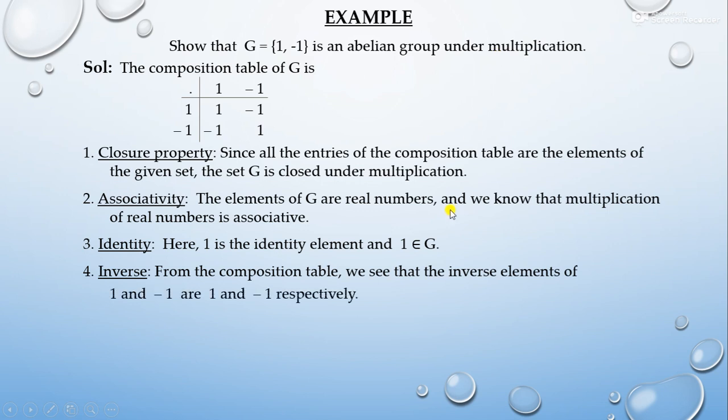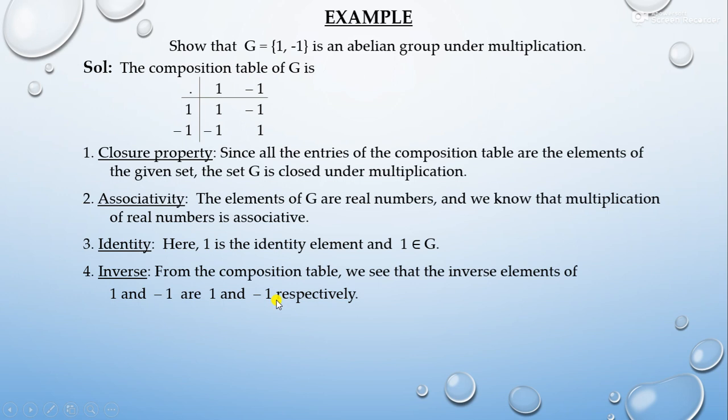So you can check from the table that when we multiply 1 by 1, we get 1, that is the identity. So it means that 1 is the inverse of 1. And in the case of -1, when we multiply -1 by -1, we get the identity. It means that the inverse of -1 is -1.